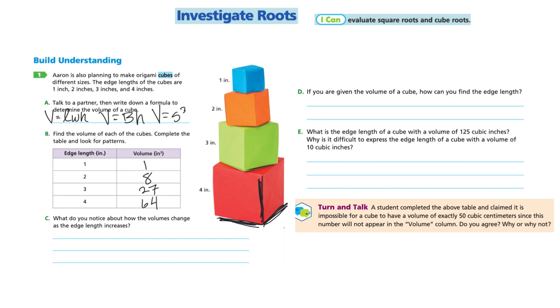So see, what do you notice about the volume changes as the edge length increases? Well, you can see the edge length is only increasing by 1 each time, but the volume is increasing quite a lot more significantly. So that's one way you could say it. The volume increases much more quickly than the edge length.